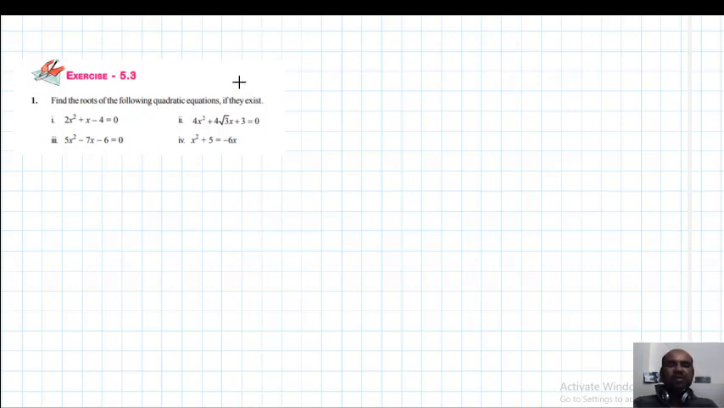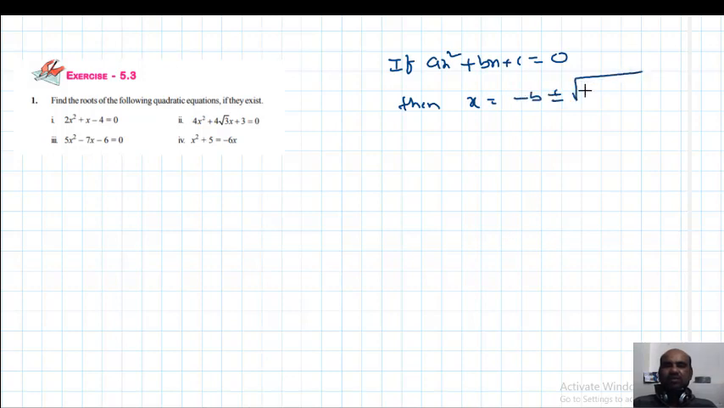If they exist means they may be real. So you can find the roots by using the formula or without using the formula. I want to solve by using the formula. So if ax square plus bx plus c equals 0, then x is nothing but minus b plus or minus root over b square minus 4ac by 2a. One by one I want to solve by using that.